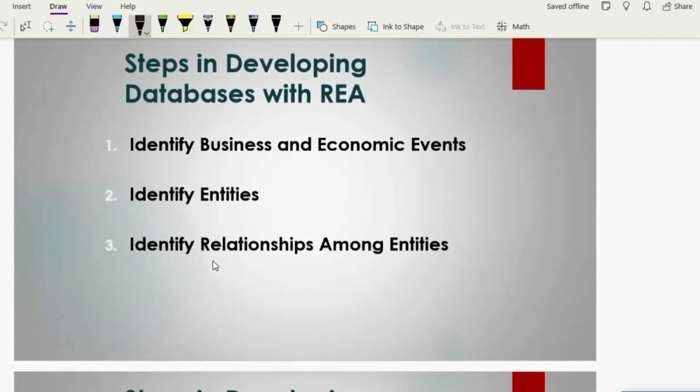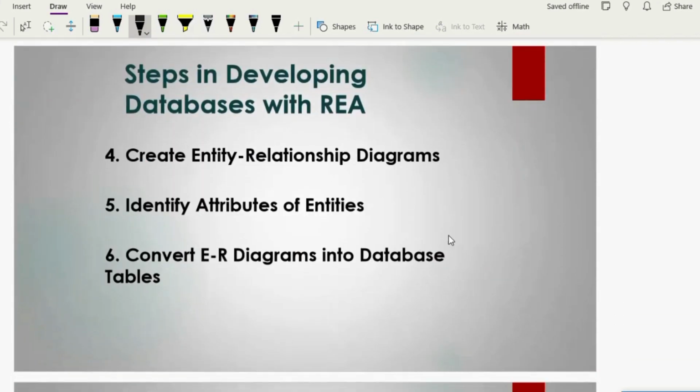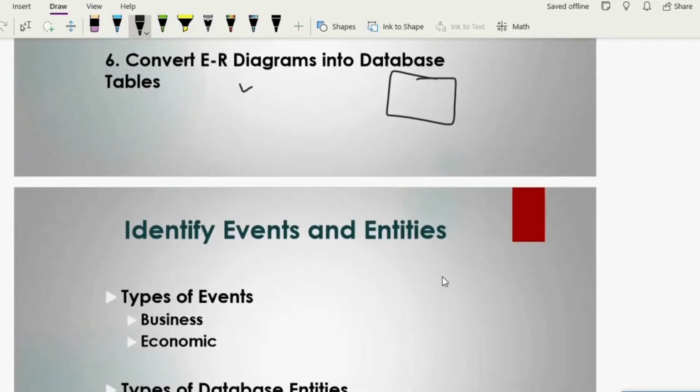How do we develop the database with the REA model? We have 6 steps. Firstly, I will list all of them, and then we will see their details. Number 1, identify business and economic events. Number 2, identify the entities. Number 3, identify the relationships among the entities. Number 4, create an entity relationship diagram, which we also call an REA diagram. Then the fifth one is to identify attributes of entities, and number 6 is to convert the ER diagram into database tables. Okay, so let's see them one by one.